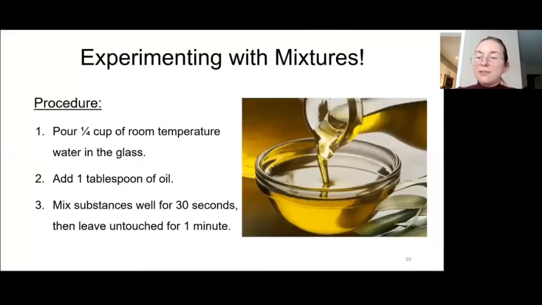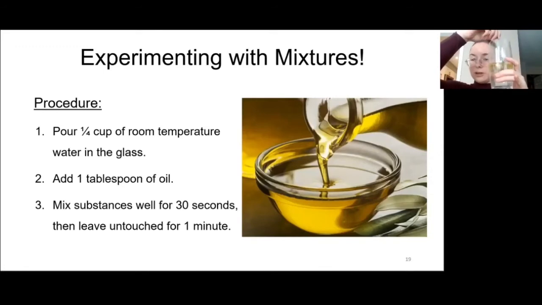Okay, so now that we have all our materials and we've started out with our table, we can go right into our first mixture. So we'll be adding a tablespoon of oil to a quarter cup of room temperature water in our glass. And when we've done this, we can just mix our substances together for 30 seconds and then leave it untouched for a minute.